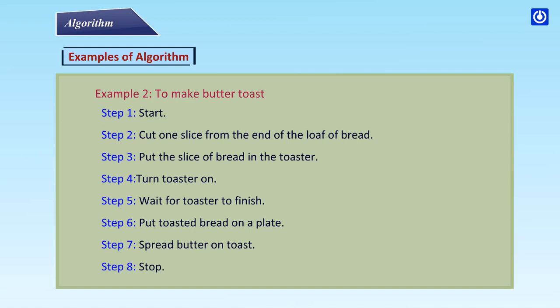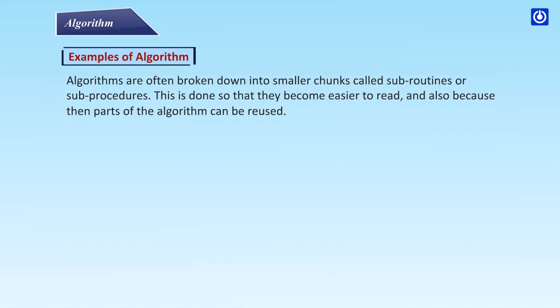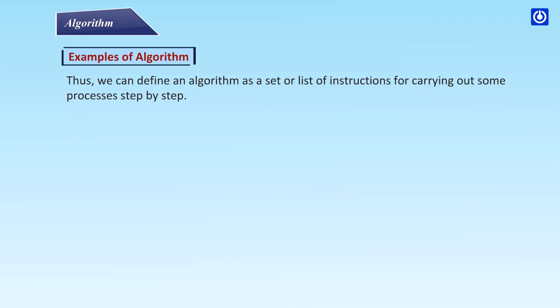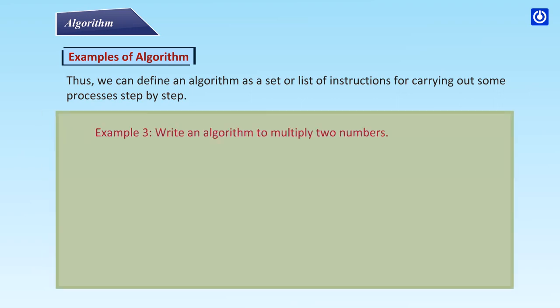Step 8. Stop. Algorithms are often broken down into smaller chunks called subroutines or sub-procedures. This is done so that they become easier to read and also because then parts of the algorithm can be reused. Thus, we can define an algorithm as a set or list of instructions for carrying out some processes step by step.